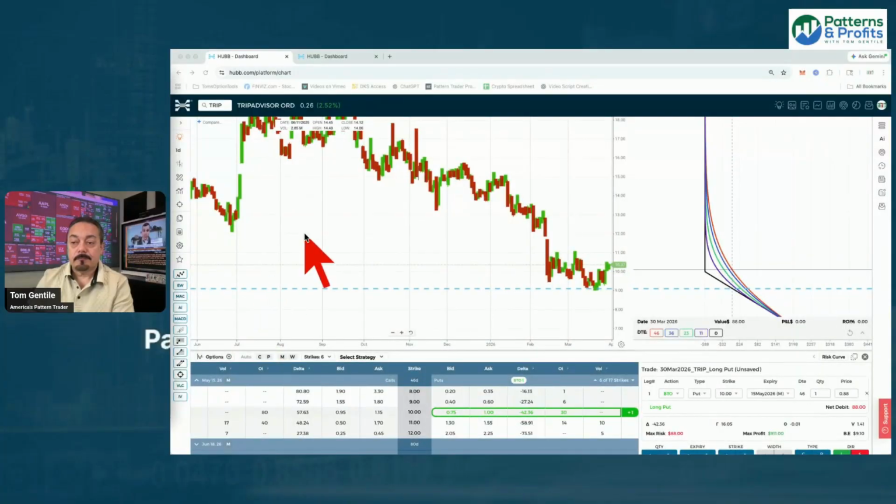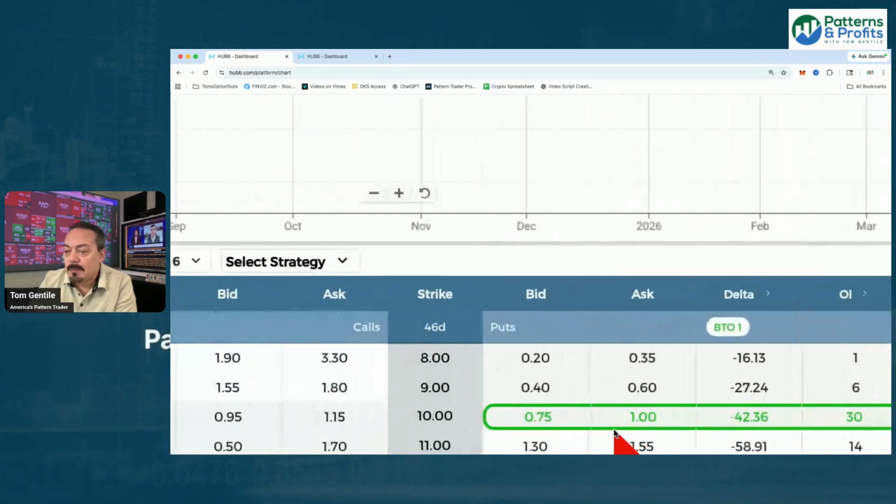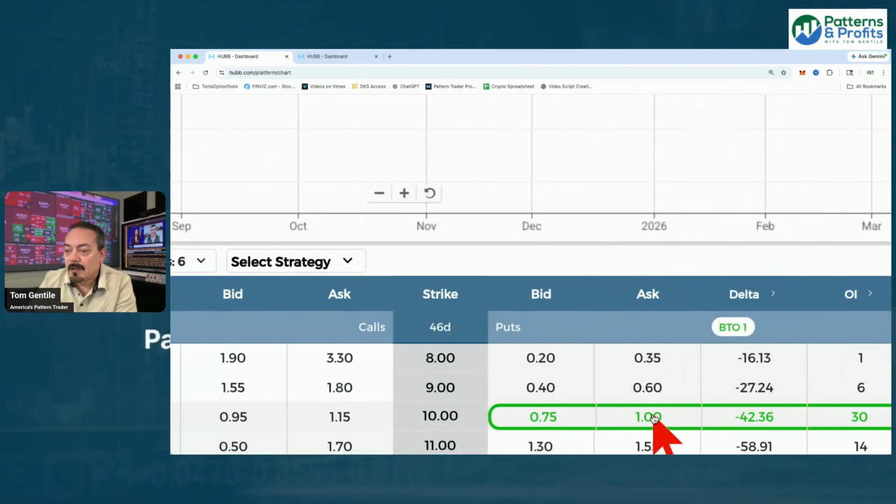So let me bring this up so everybody can see it. When going to the Hub option platform, if I want to construct a put spread, I could start with the put option I already have in so that I can compare it. And looking at TripAdvisor, if I were buying the May 15th, that May 15th $10 put, I'm going to blow this up so everybody can see it. I'm looking at that bid and offered at 75 cents to $1. This is a 46-day option.